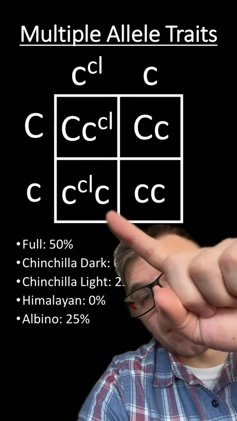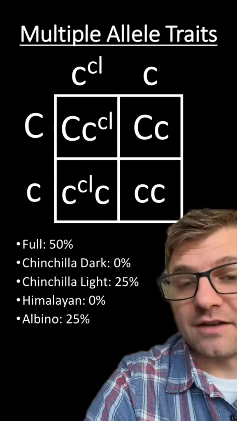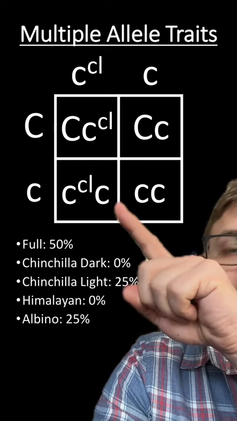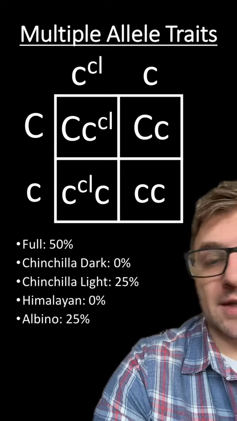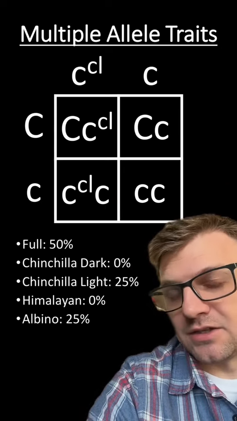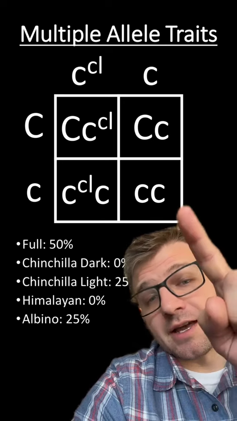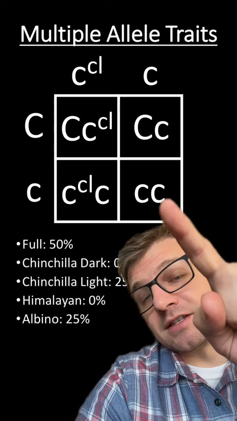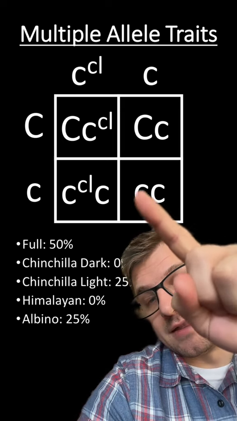25%, or this square right here, will produce the chinchilla light phenotype. That's again because the more dominant allele in this genotype is the chinchilla light. Again, we won't have any Himalayan because there wasn't any Himalayan to start with. And 25% of the time, you're going to get the albino since the two recessive alleles are going to combine in this genotype.